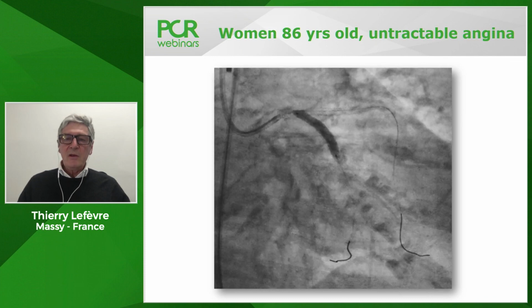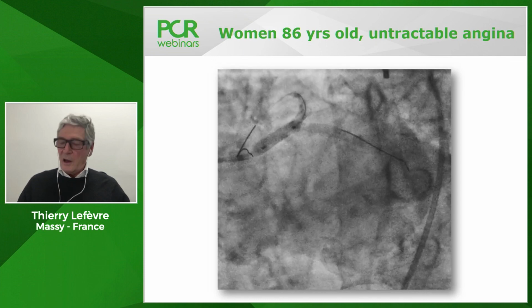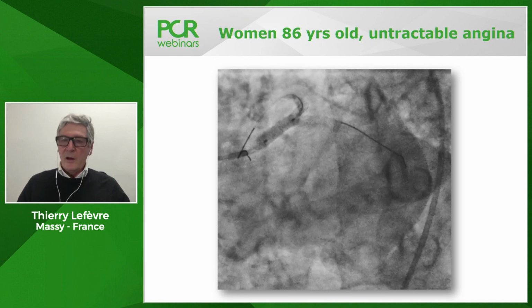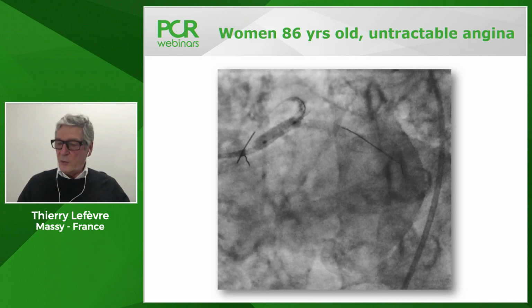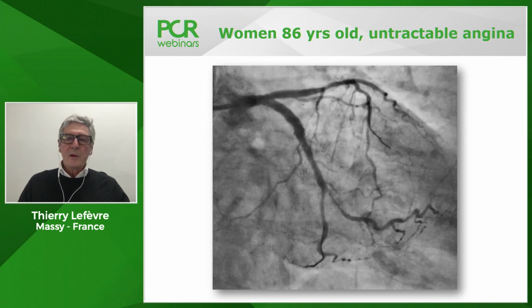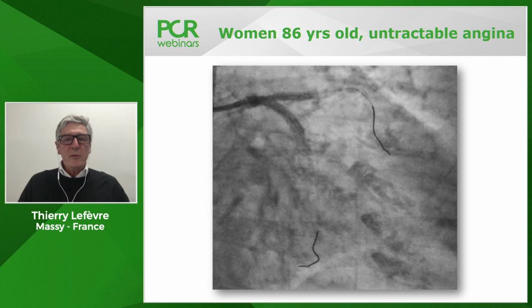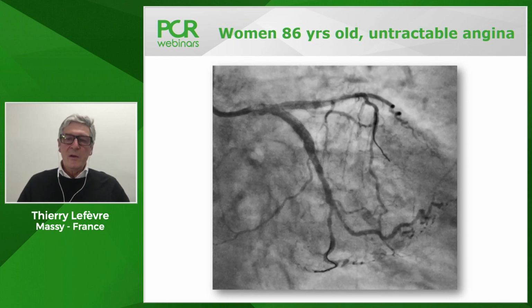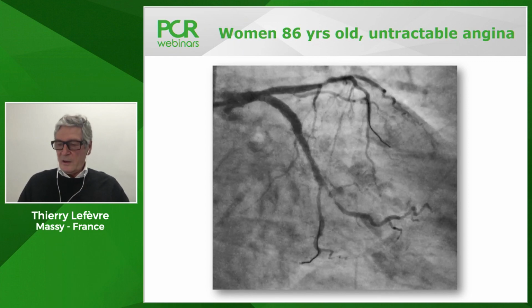Then we have done kissing balloon inflation and a final POT with a 4.5 balloon. And you see the positioning of the balloon just proximal to the carina. So this is the final result in the left main, which looks very acceptable, I think.